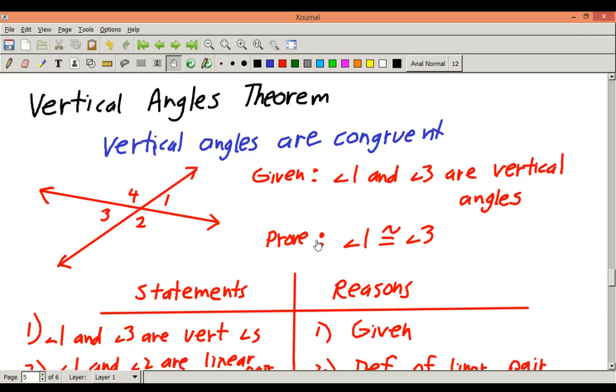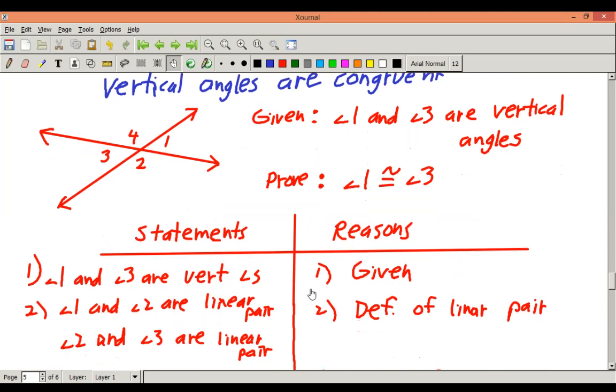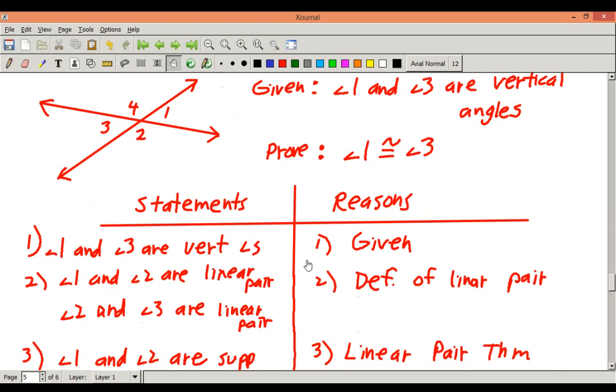So we could again write this as a conditional. We could say if 2 angles are vertical angles, then they are congruent. So our given is that angles 1 and 3 are vertical angles. We could have also chosen 2 and 4, but I just chose to use angles 1 and 3. So we're given that angles 1 and 3 are vertical angles, and we're trying to prove that they're congruent. Okay, this is our first theorem. We're going to use other theorems to prove it. You might have a little tough time following this, so see if you can do that.